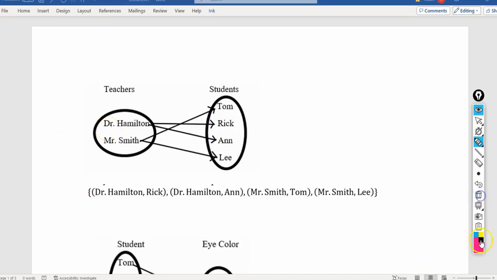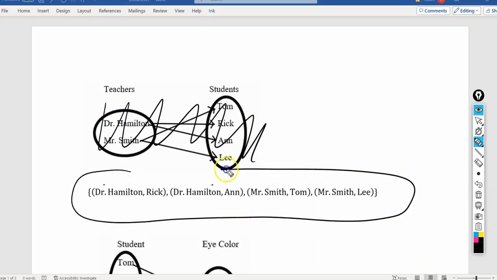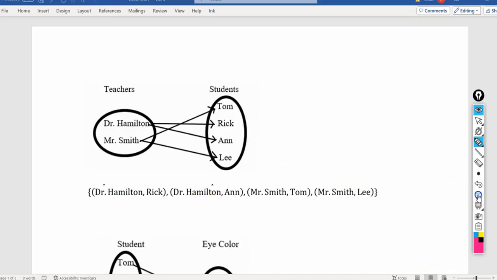It's not a function. Now, what if you didn't have this representation and you were given this representation and asked, is that a function? Then you're looking to see if there's any repetitions of first entries, and you have Dr. Hamilton repeated as a first entry. So this is not going to be a function because Dr. Hamilton is paired with Rick in the range, but Dr. Hamilton is also paired with Anne in the range. Dr. Hamilton is paired with more than one thing. So if you have a repeat of any first entries as first entries, then you do not have a function.